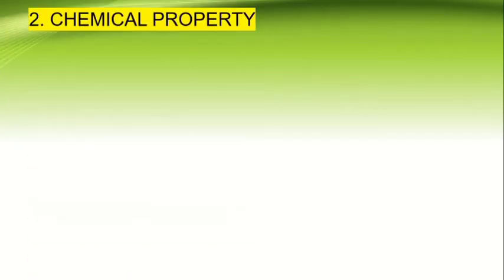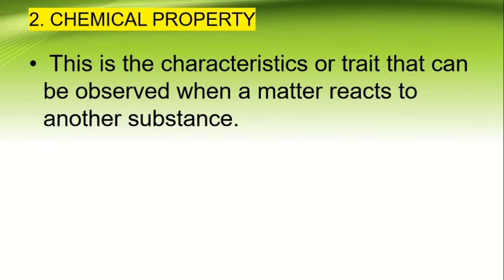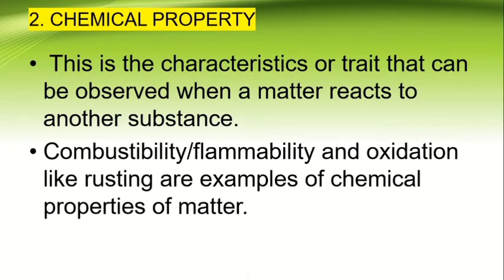Now, this is what I pointed out last in the extensive property, where I made a mistake. It was written that we can use our senses. This is the characteristic or trait that can be observed when a matter reacts to another substance. Combustibility, flammability, and oxidation, like rusting, are examples of chemical properties of matter. It already changes the chemical substance of the particular thing.